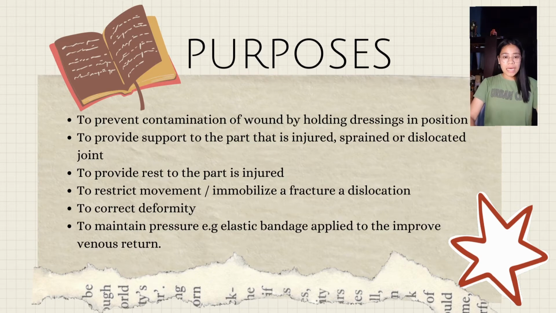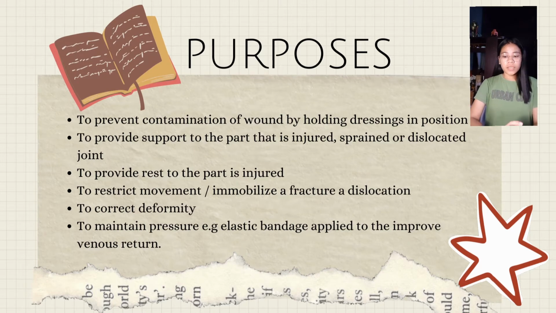Bandaging has a lot of purposes. One of the advantages of bandaging is that it can hold dressing and hold pressure when the patient is bleeding, to avoid contamination of the wound. It can also provide support to a specific part of the body, particularly when the patient is injured. A bandage can help stabilize muscles, bones, and joints. It also provides rest to the injured part, and like I said, it immobilizes fracture and dislocation.